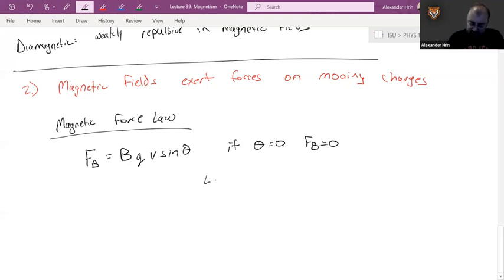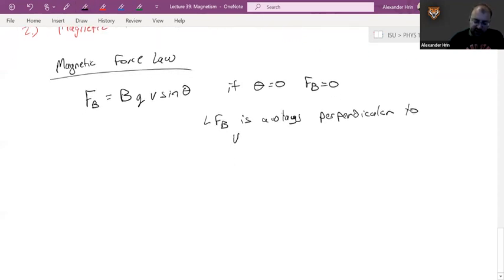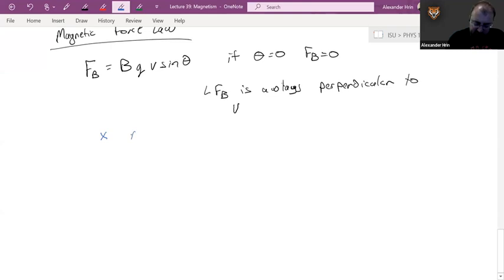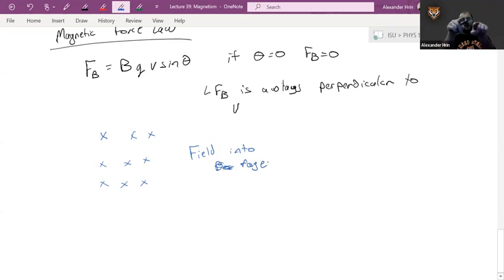Now, another thing about this is F sub B is always perpendicular to V. Now, to just kind of give you a sense of how this works, what these X's represent is a magnetic field into the board. So field into board, or into page, I should say. I'm used to doing this in the classroom, so I usually say into the board, but really it's just into the page. So as I'm looking down at this, it would be down into the page.